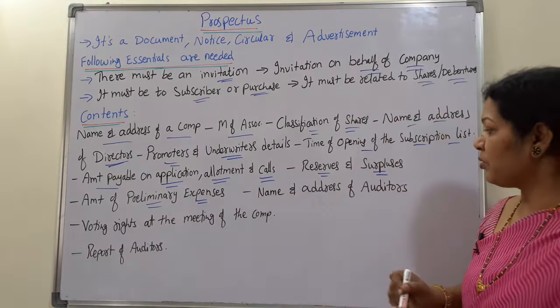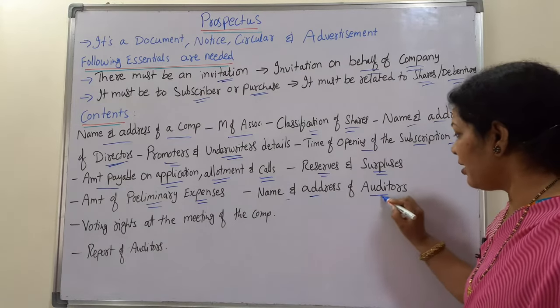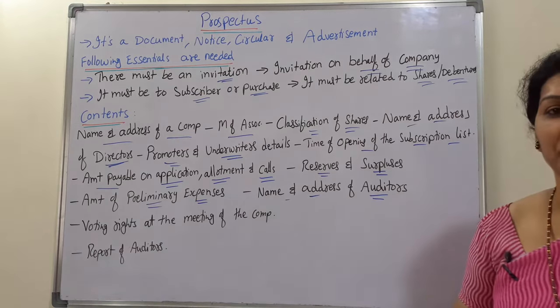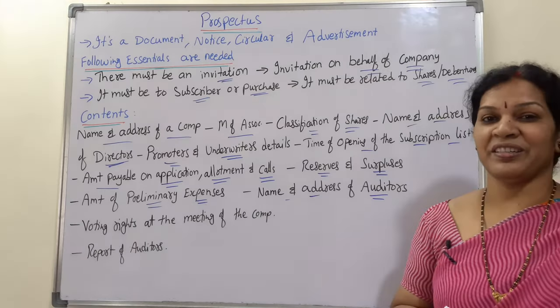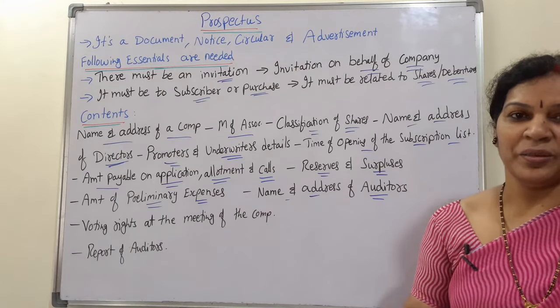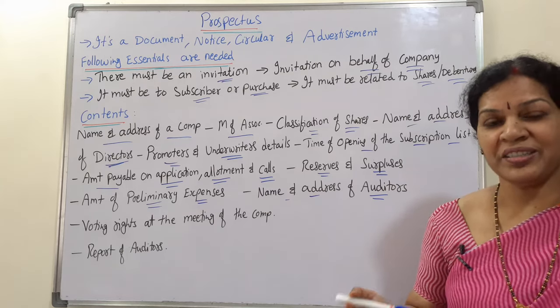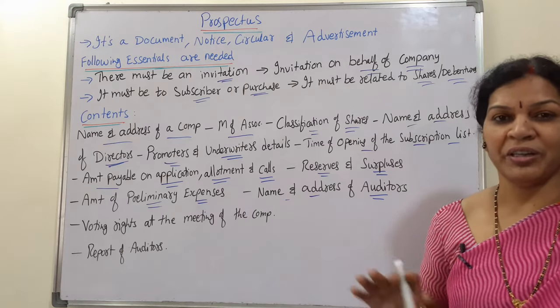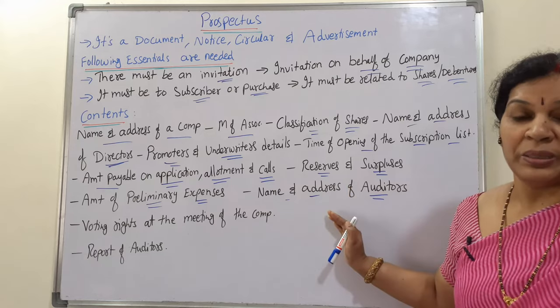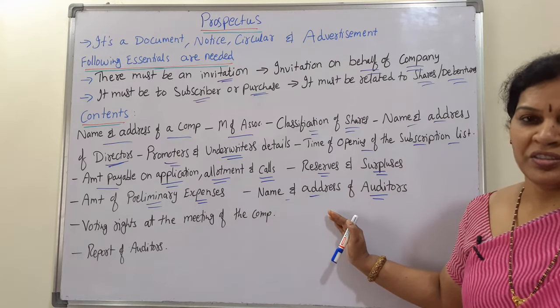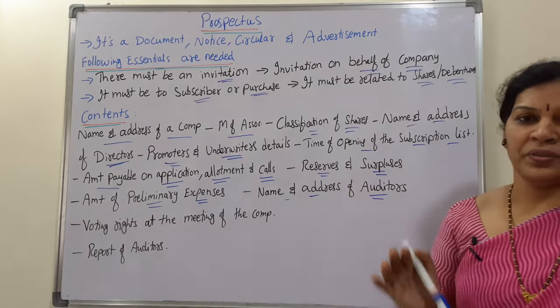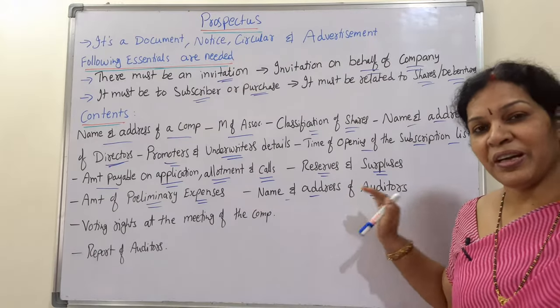That, and also the name and address of the auditors. Who are the company auditors? Their name and address, so that the public, the shareholders, can trust that there are auditors and everything is verified by these auditors. So the company is going as per the rules and regulations, systematically going. That kind of trust they can get when they find this kind of information.